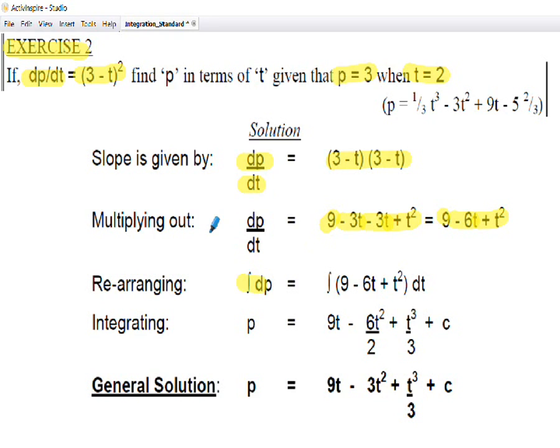So now I can integrate the left-hand side and integrate the right-hand side. Note I've multiplied by dt first of all. So on the left-hand side, integrating dp, I get p. On the right-hand side, the integral of 9 will go to 9t. The integral of minus 6t will go to minus 6 t squared upon 2, these are all standard forms, and plus the integral of t squared goes to t cubed upon 3, and of course I have my constant of integration. If I tidy that up slightly, my general solution p is equal to 9t minus 3t squared, because 6 divided by 2 gives me 3, plus t cubed upon 3 plus my c.